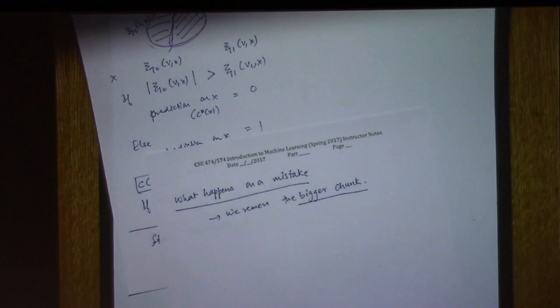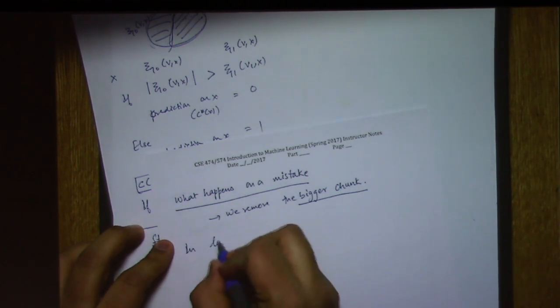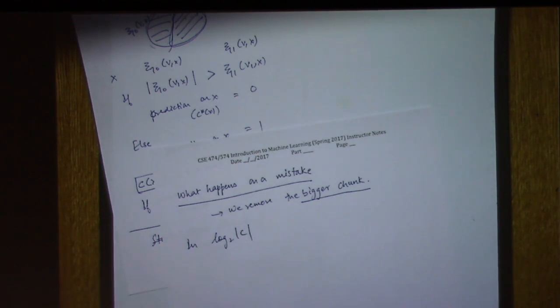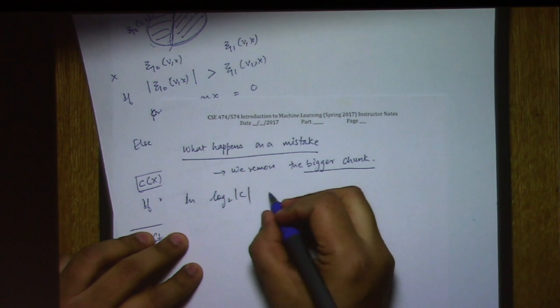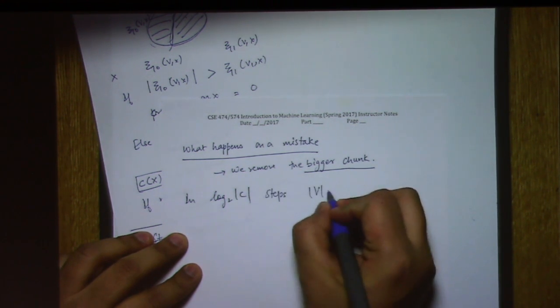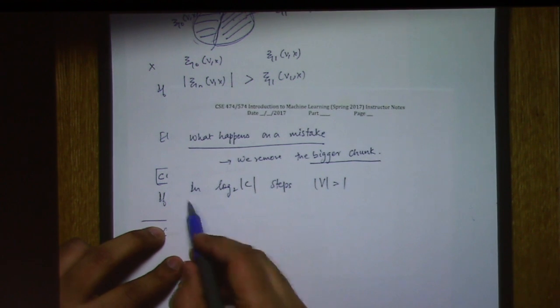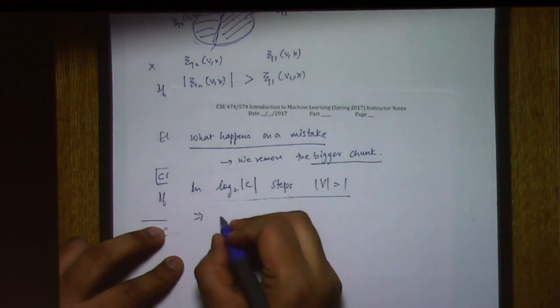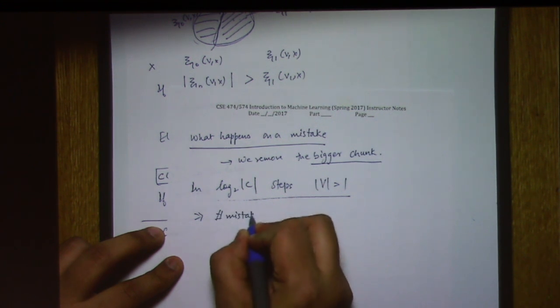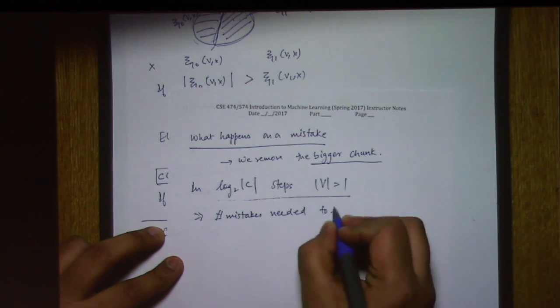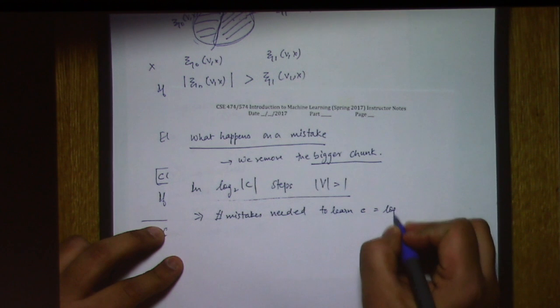In the worst case, maybe that bigger chunk was exactly half, but it could be larger than that. But we want to do worst case analysis, which means that, let's say, at every mistake you remove the half chunk. So in log C steps, you would be left with one concept, which will be the target concept. The size of V will be 1 in at most log 2 C steps. You could have fewer steps if your chunks are bigger. This implies that the number of mistakes needed to learn the target concept C will be log 2 of C.